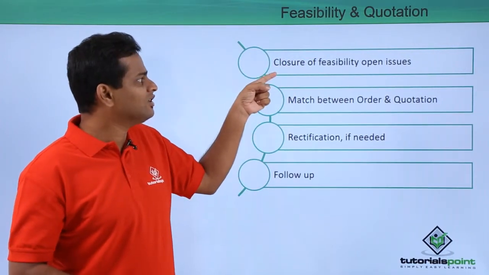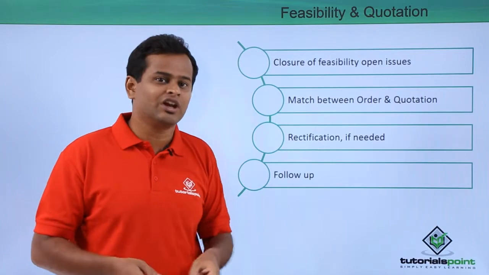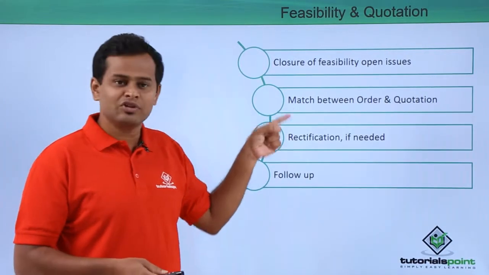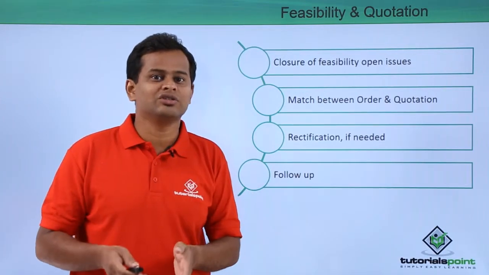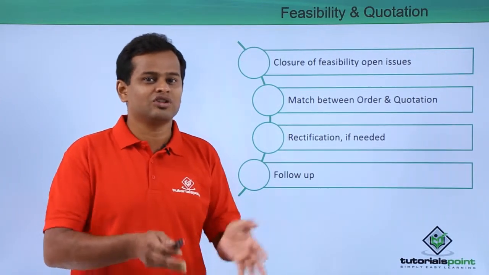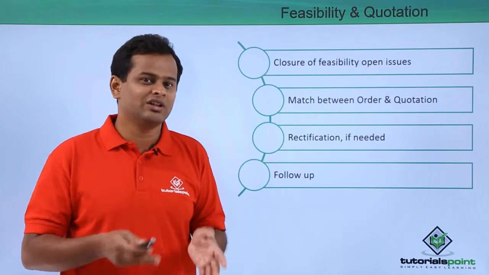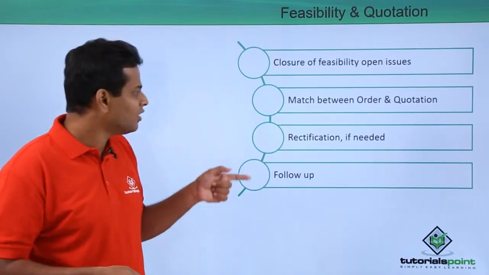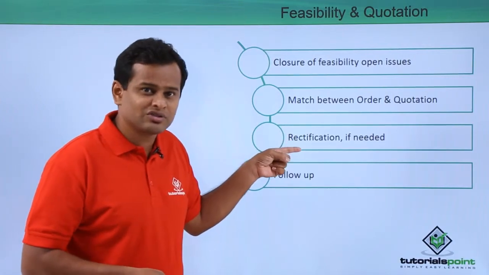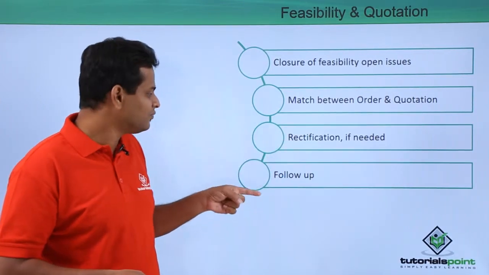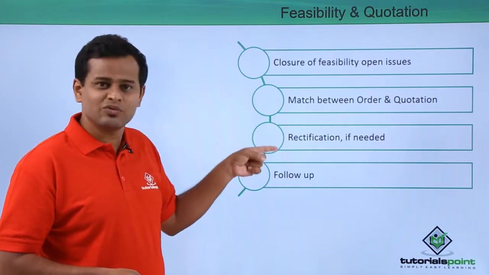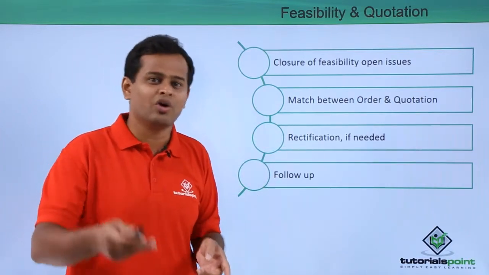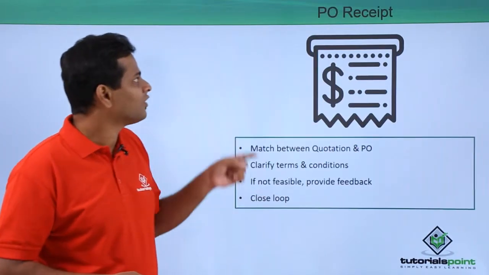And here all the open items from the feasibility need to be closed. Matching between the order and quotation needs to happen, because if there is a mismatch, then it creates a lot of problems and confusion at a later point of time. Rectification, of course, if needed, needs to happen. And if some things are still open, we need to follow up and finally close them and then go ahead with the next step.